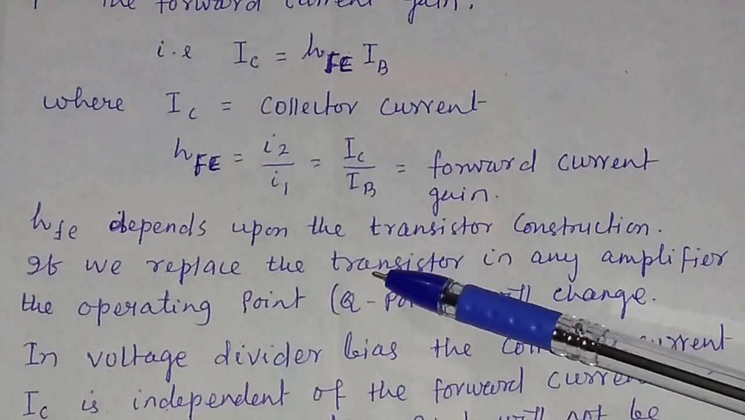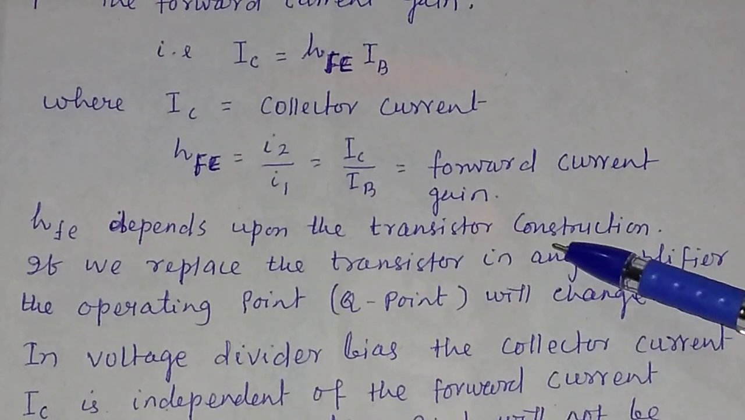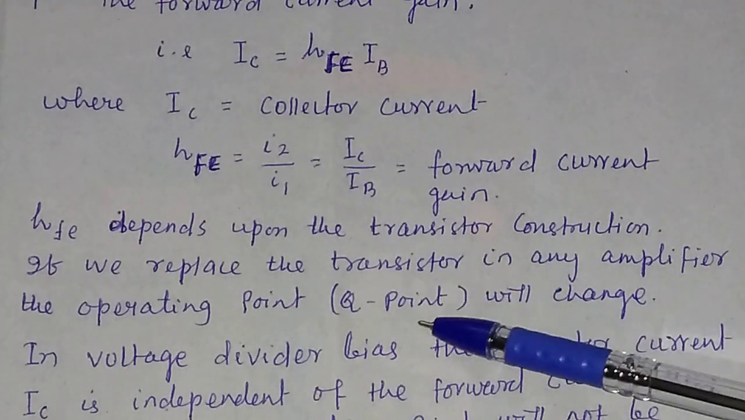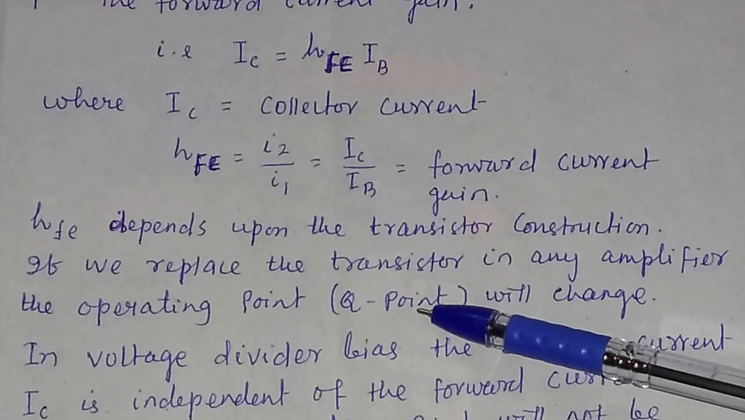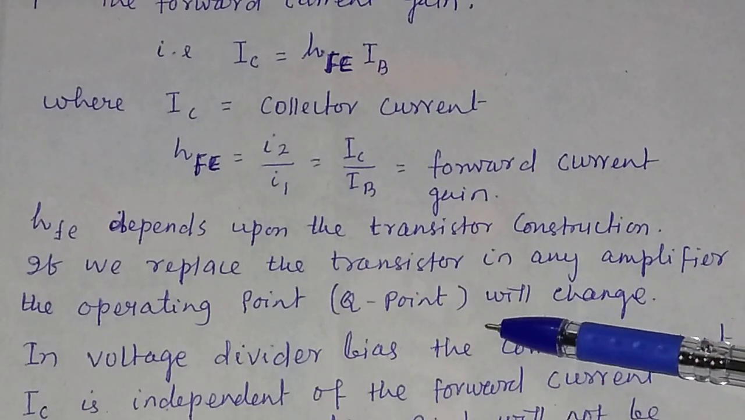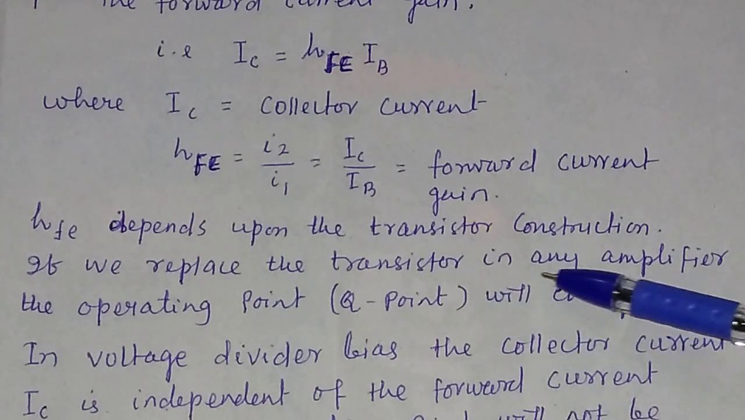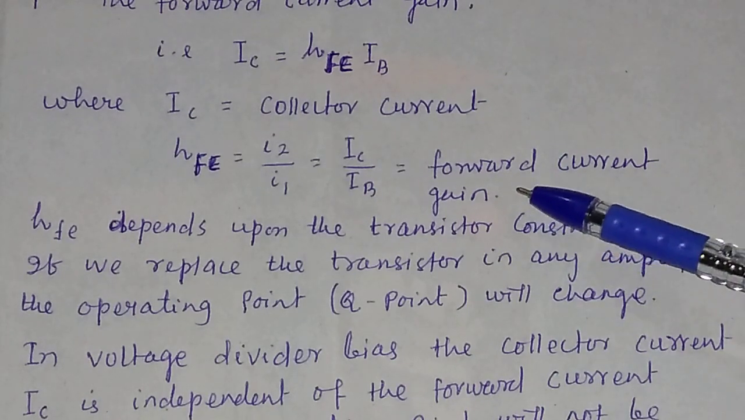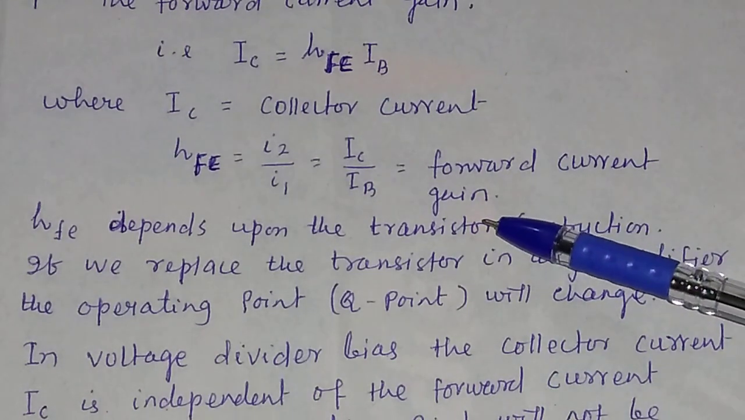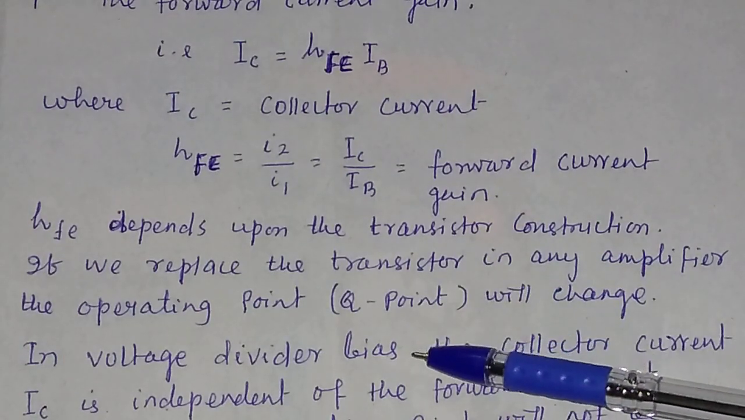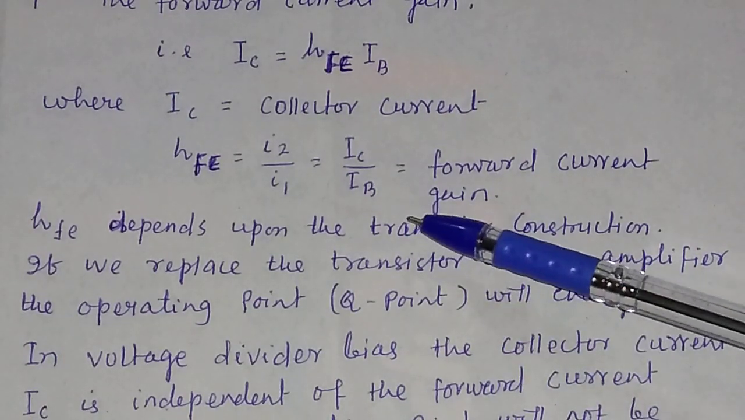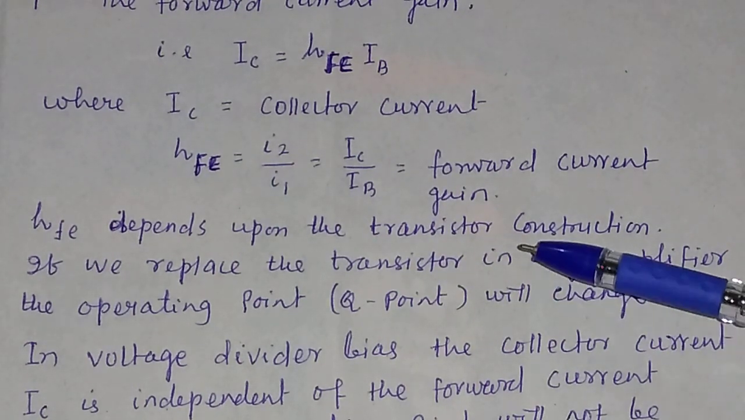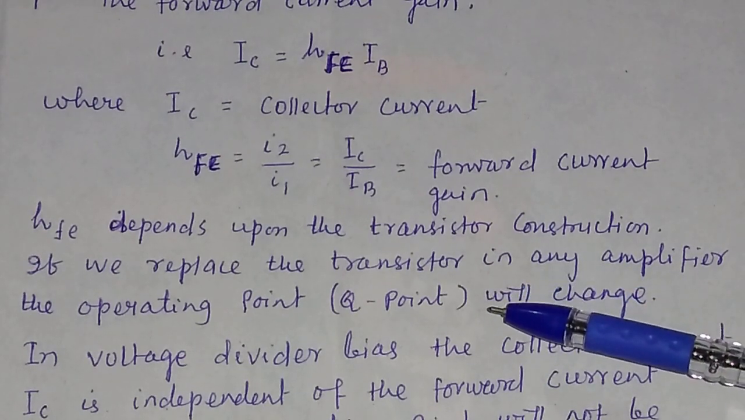The forward current gain depends upon the transistor construction. That means if we replace the transistor in any amplifier, the operating point, or the Q point, will change, because when you change the transistor in any amplifier circuit, this forward current gain may change. That is why in case of fixed bias, we will have the variation of the Q point.